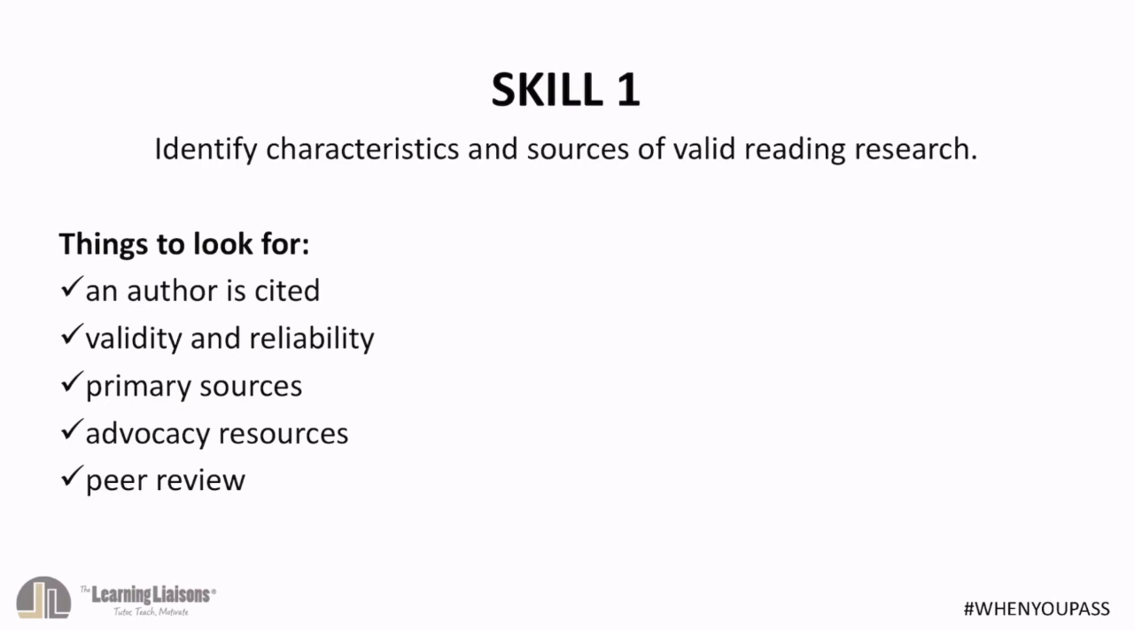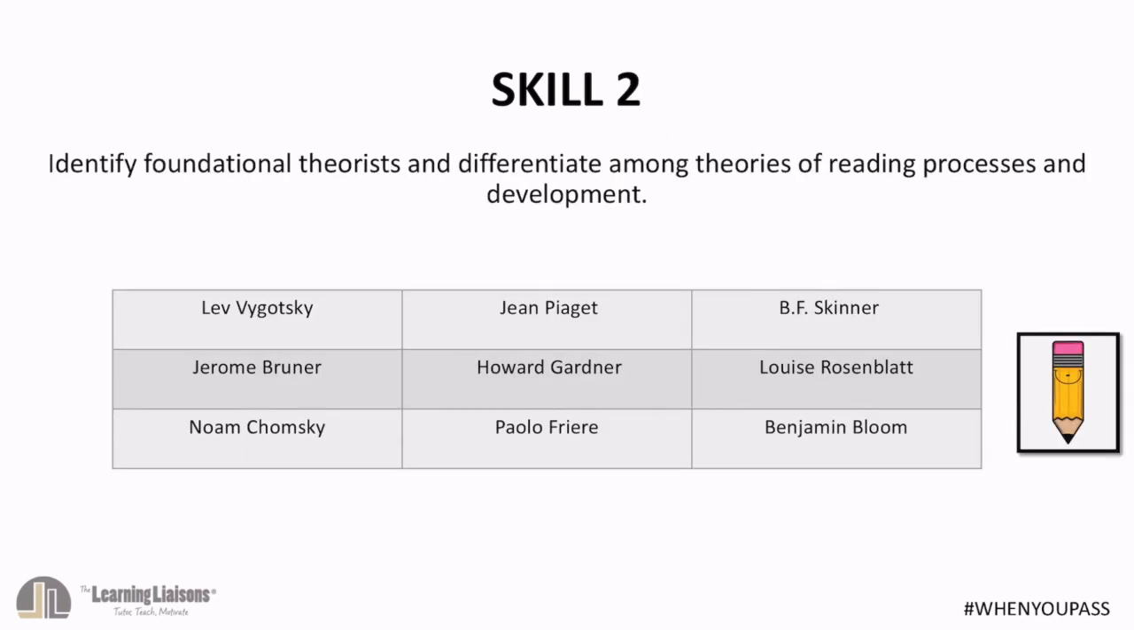So that concludes skill 1 on valid reading research. We're going to go ahead and move into skill 2 now. Okay, so now we are moving into skill 2. Skill 2 says that we need to identify foundational theorists and differentiate among theories of reading processes and development.